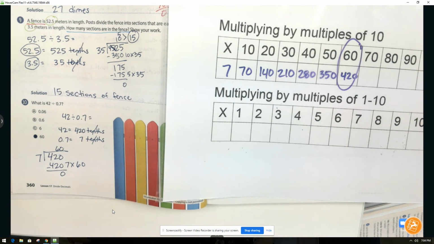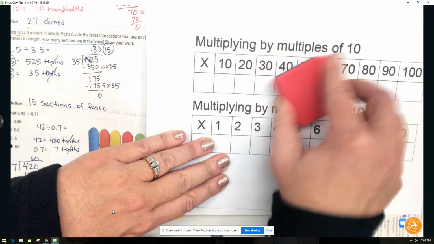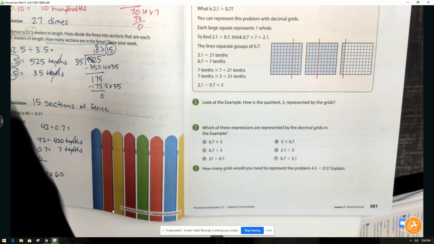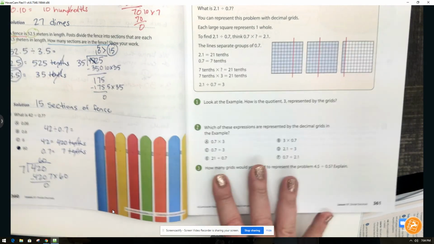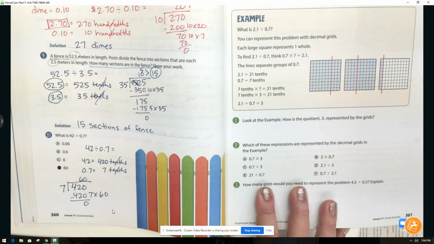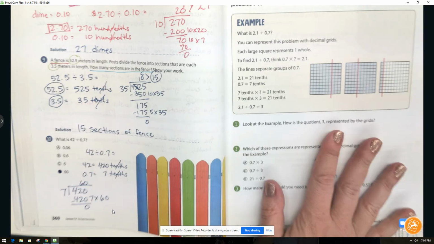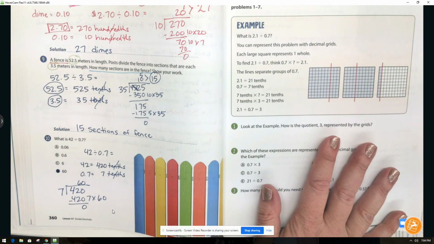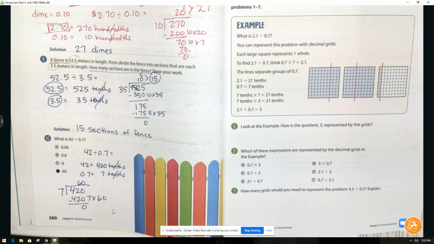So with that, you're going to go ahead and continue your work. I am just so proud of how hard you're working and pushing through with this really new concept. This is definitely new to 5th grade. So you're going to do pages 361 and 362 on your own. As always, you can email your teacher if you have any questions. Otherwise, I will see you next time.